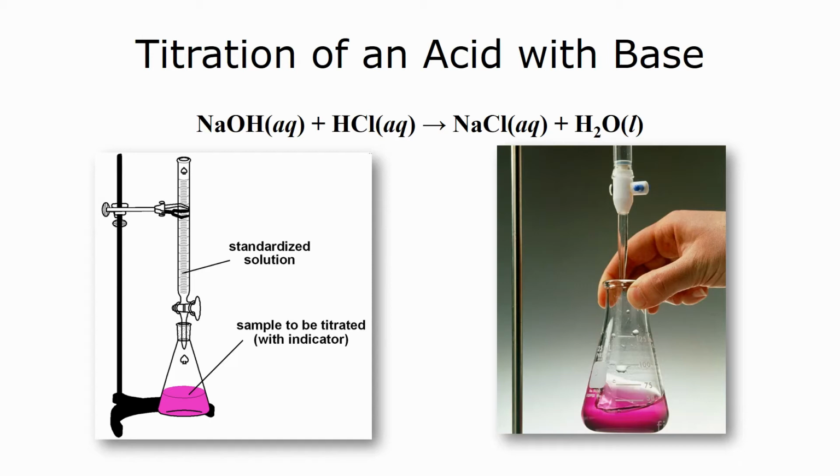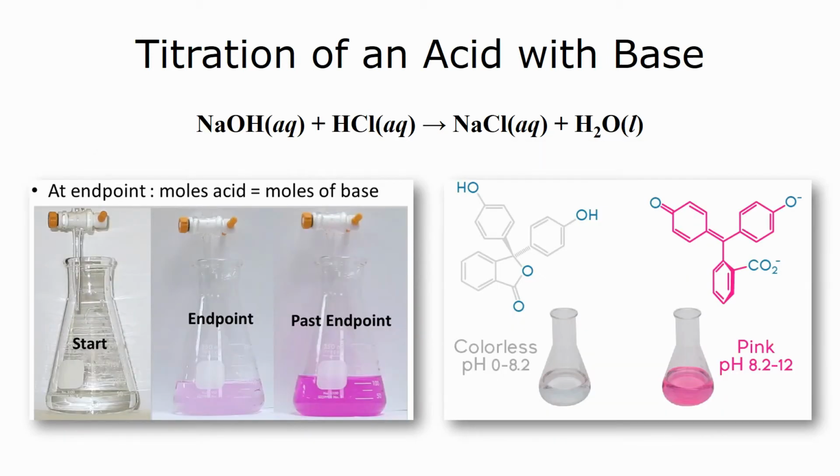How do we do that? Well, we need an indicator. One of the most common indicators in acid-base titrations is phenolphthalein. Phenolphthalein, here on the right, is colorless in an acidic solution. Therefore, if the pH of your solution is below about 7 or 8, you're going to see no color. So this is typically added to your analyte, and if your analyte is an acid with a pH lower than 7, then you're going to have a colorless solution.